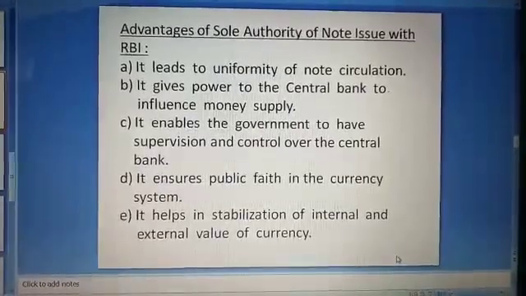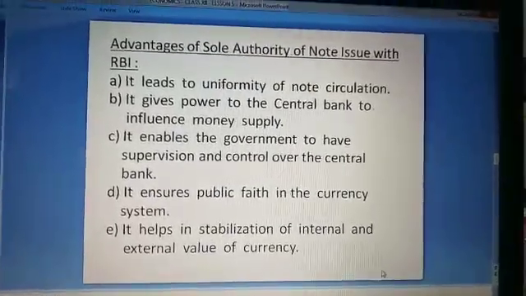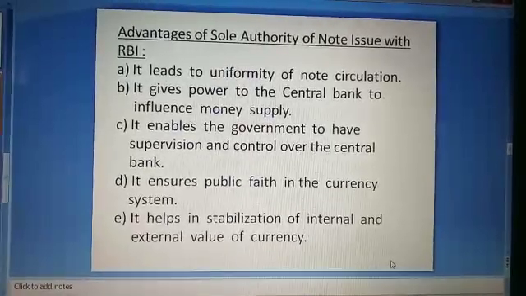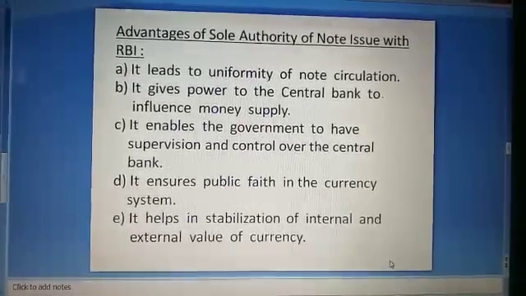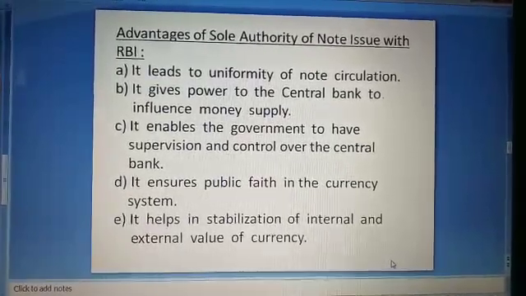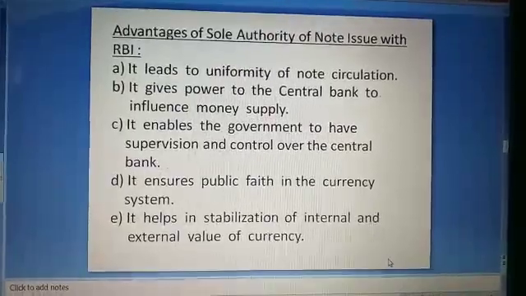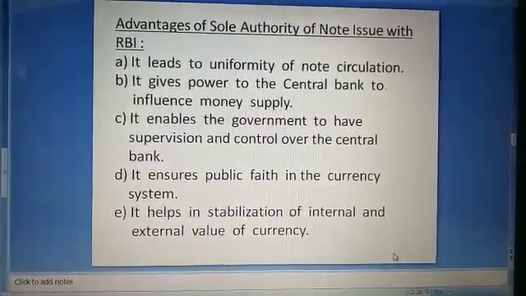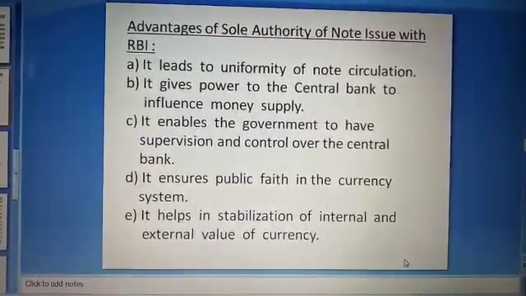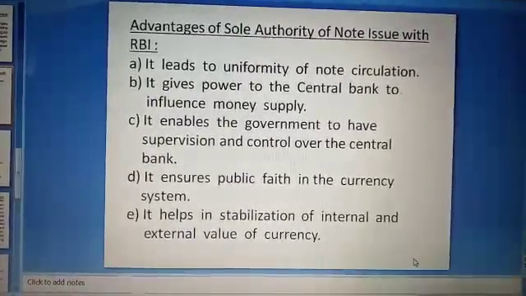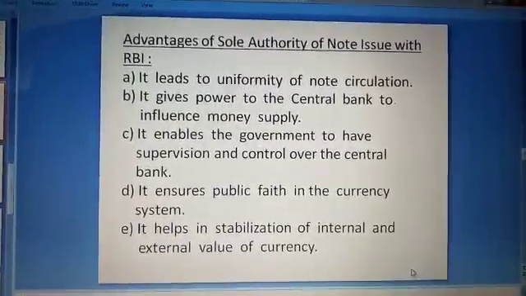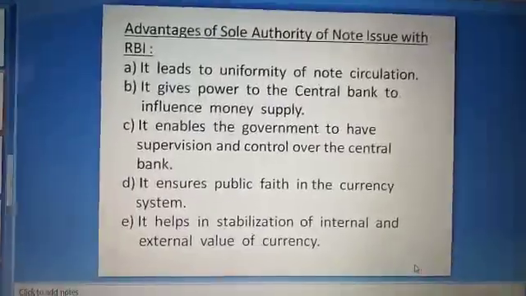Now, what are its advantages? First, it leads to uniformity of note circulation. Second, it gives power to the central bank to influence money supply. It enables the government to have supervision and control over the central bank. It ensures public faith in the currency system, and it helps in stabilization of the internal and external value of currency.